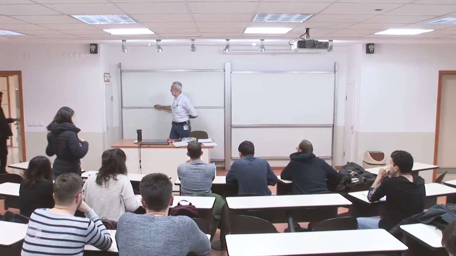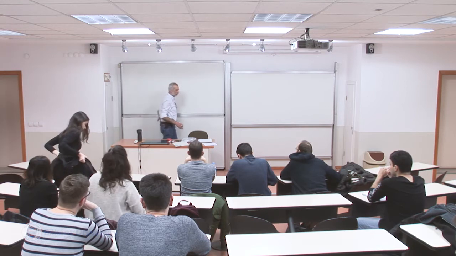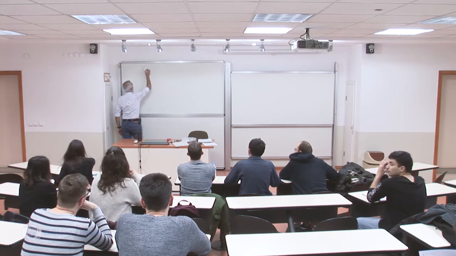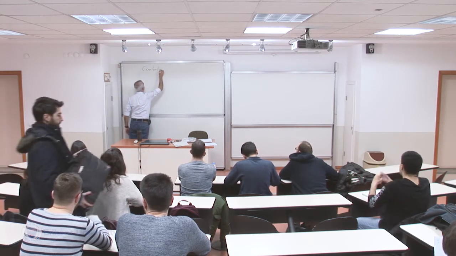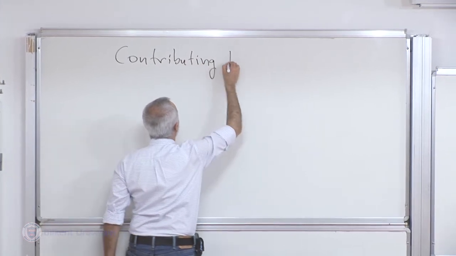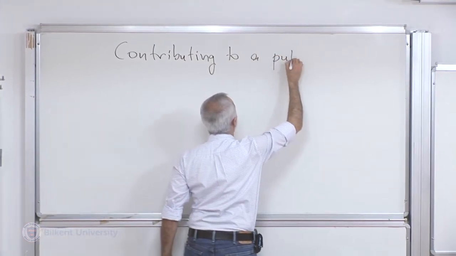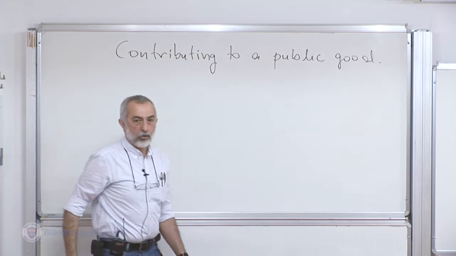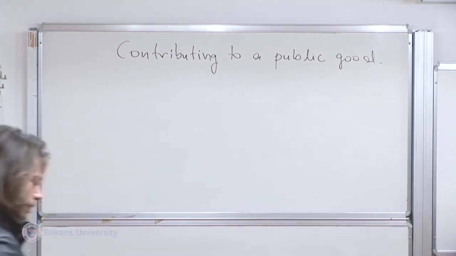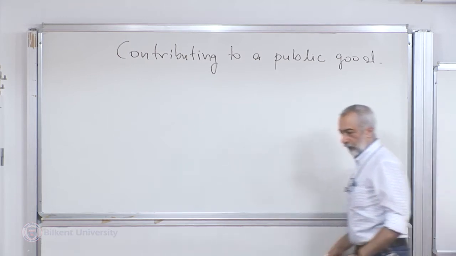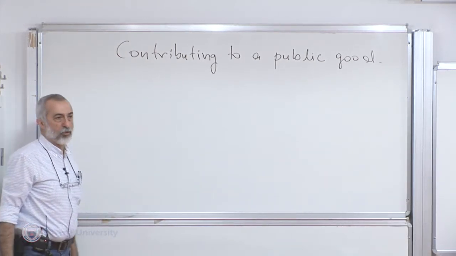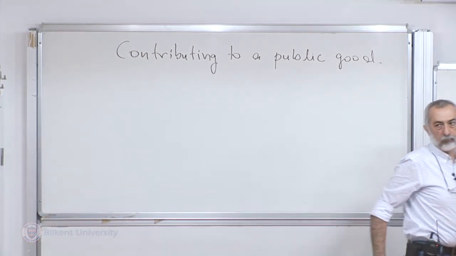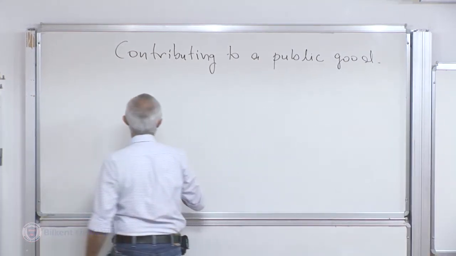So we were talking about the game of contributing to a public good. So that was the game. Each agent had a certain amount of wealth. The wealth of agent i was denoted with W_i. Each agent decided on how much to contribute for the public good. We talked about these last lecture, so I'm going to go fast over it.